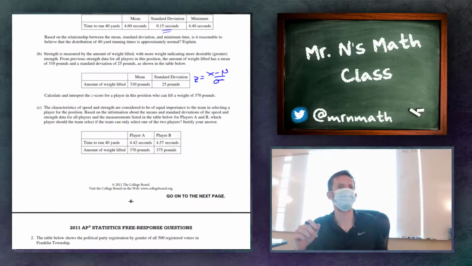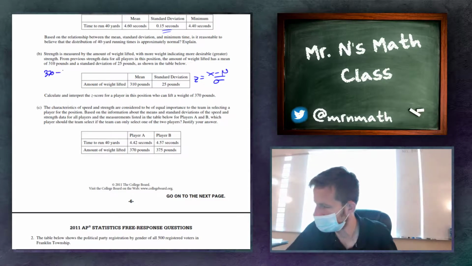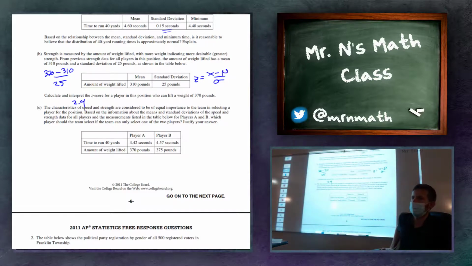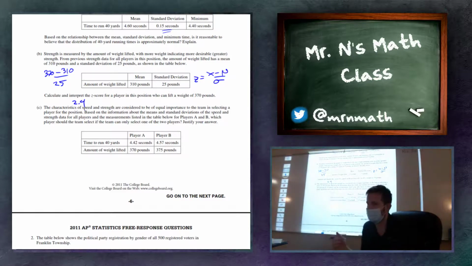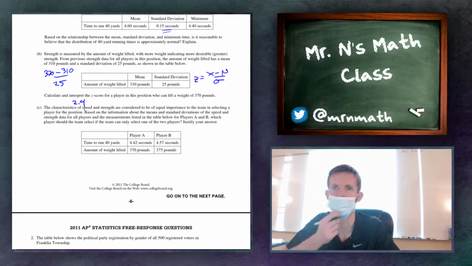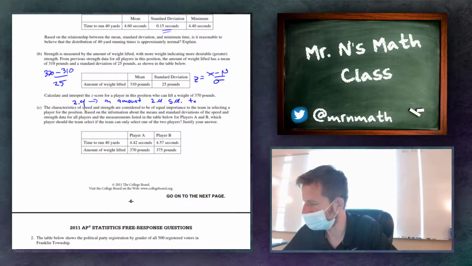2.4. How many got 2.4 for that? So you did 370 minus 310 divided by 25, and you got 2.4. So how would we interpret that? The interpretation is this player can lift an amount that's 2.4 standard deviations to the right of the mean.